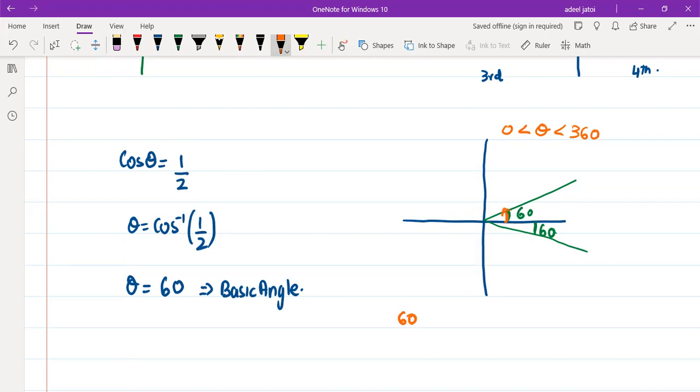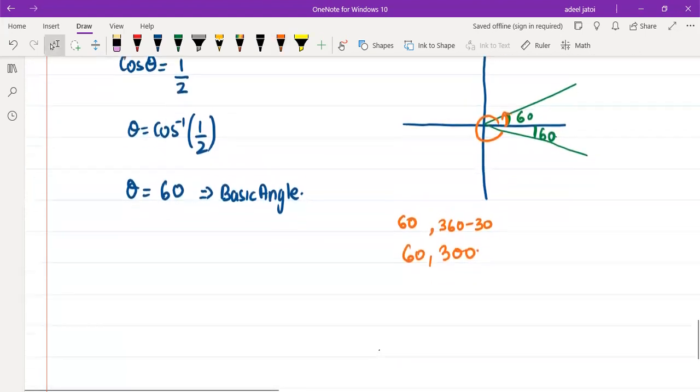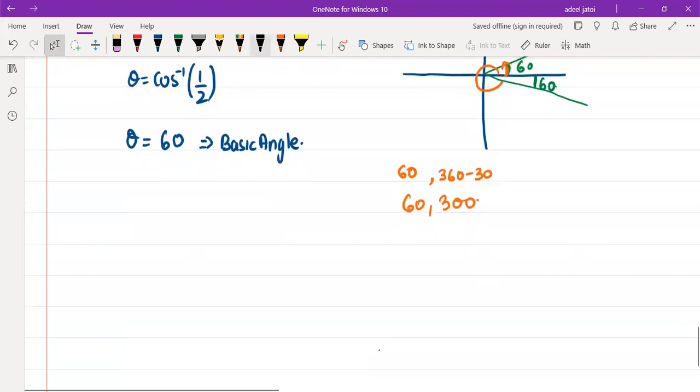So if I go anti-clockwise, my first answer is 60. And the second answer should be what? It will be 360 minus 60, because the entire rotation is 360, but obviously I need to remove 60, right? So 360 minus 60 will be what? 60 and 300. Are you with me on this? Good.